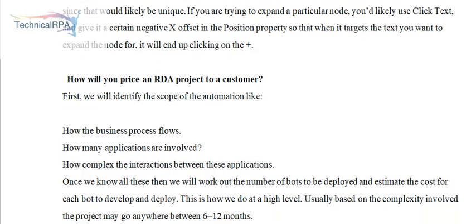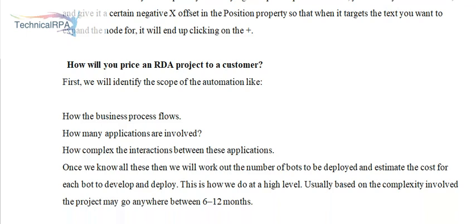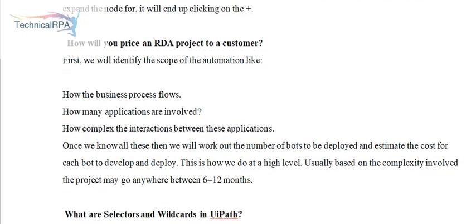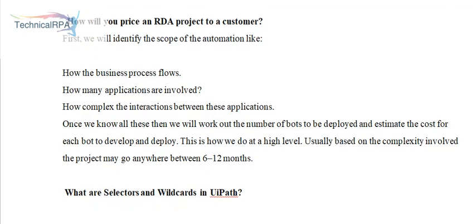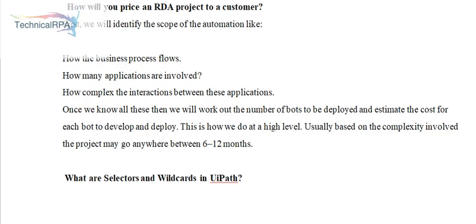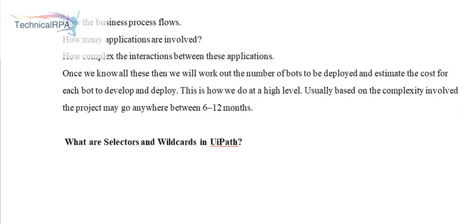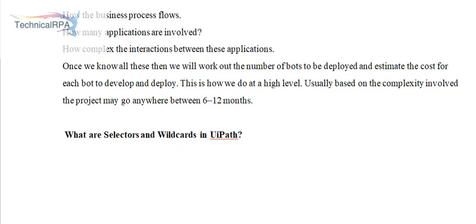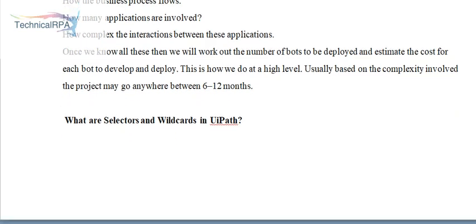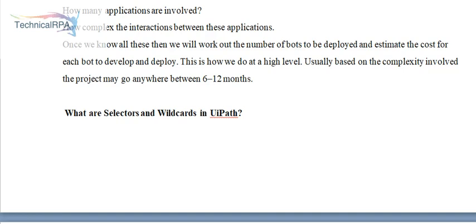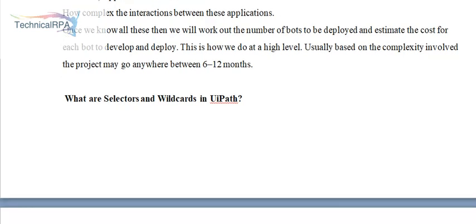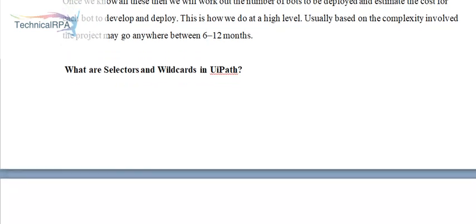How will you price an RDA project to a customer? First, we will identify the scope of the automation, like how the business process flows, how many applications are involved, how complex the interactions between these applications are. Once we know all these, then we will work out the number of bots to be deployed and estimate the cost for each bot to develop and deploy. This is how we do it at a high level. Usually, based on the complexity involved, the project may go anywhere between 6 to 12 months.